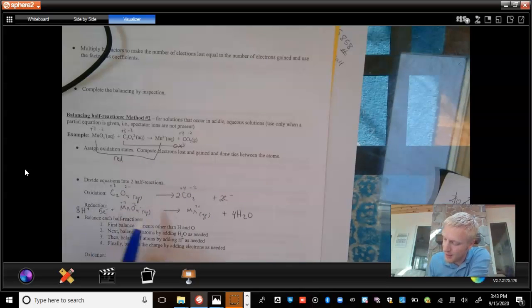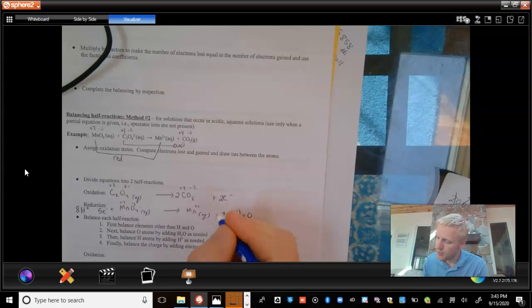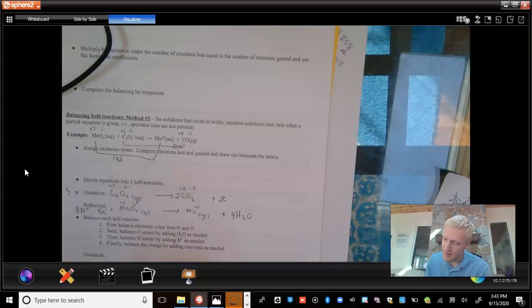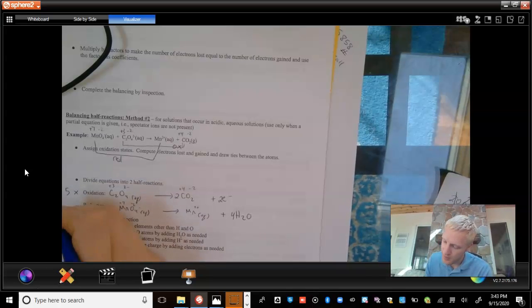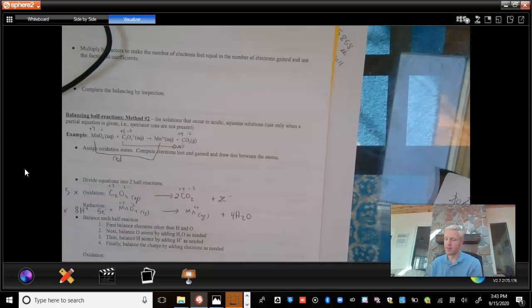Here I've got 5 and here I've got 2. So I'm going to find the lowest common denominator, which is 10. What times 2 equals 10? 5. So I'm going to multiply my oxidation by 5. And what times 5 equals 10? That's 2. I'm going to multiply my reduction by 2.